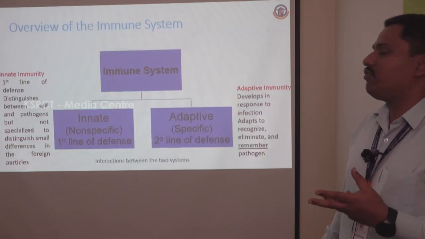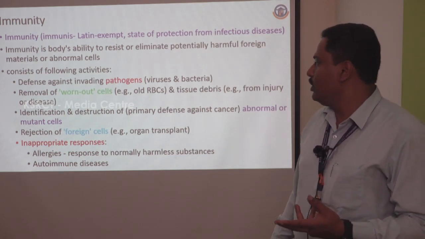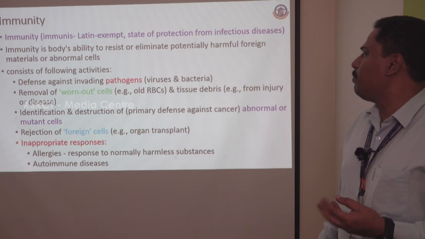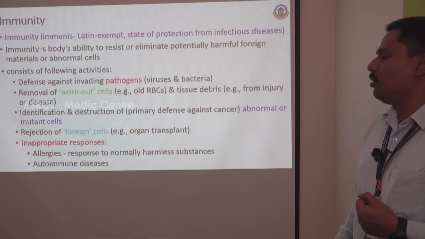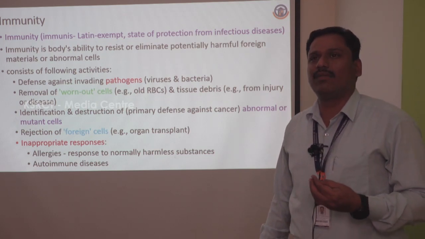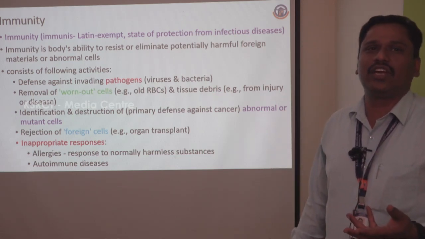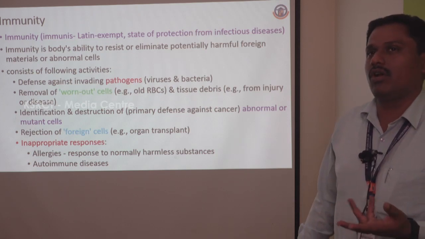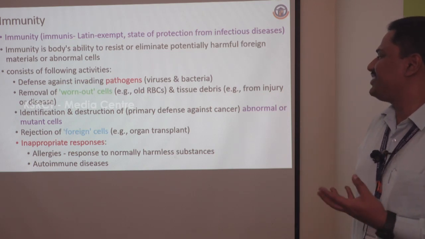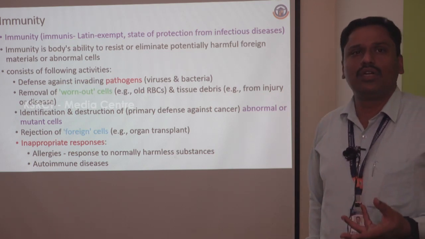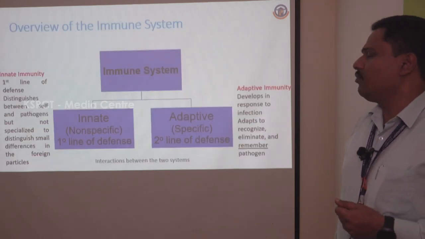Next is rejection of foreign substances, rejection of foreign cells or organs, which is caused by the mechanism of immunity. Then there are inappropriate responses such as allergies, generally termed hypersensitivity. For example, someone who takes seafood has a hyperallergic reaction to it. Those food substances are normally harmless to most people, but some people get hyperacute reactions that we call allergies, and certain types of autoimmune diseases come under these inappropriate responses. So this is the overview of the immune system.